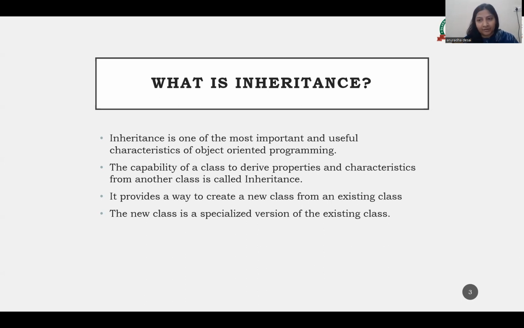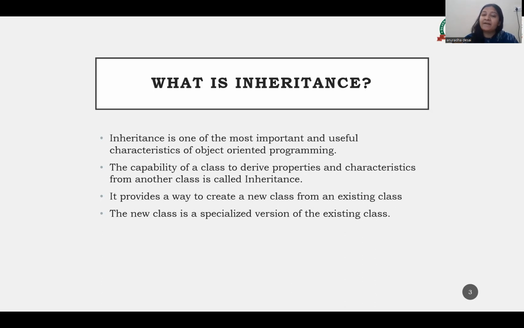So the new class created is called a derived class. What do you mean by derived? As an example, you can always derive the value of age from the birth date. My age is a derived one. This is just an example. In the same way, in inheritance, the new class that is created is known as the derived class, or we can say a child class. And the existing class is known as the base class, or we can also say a parent class.